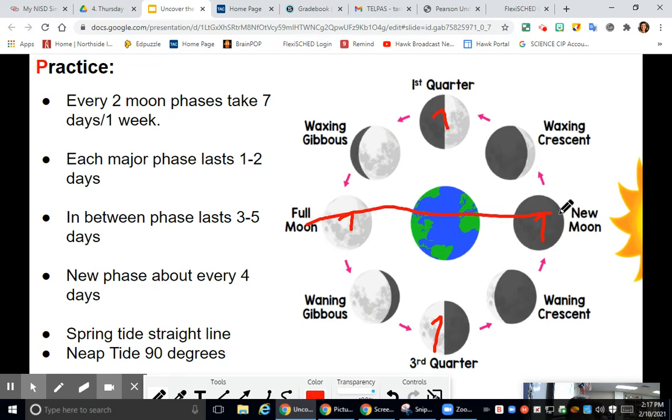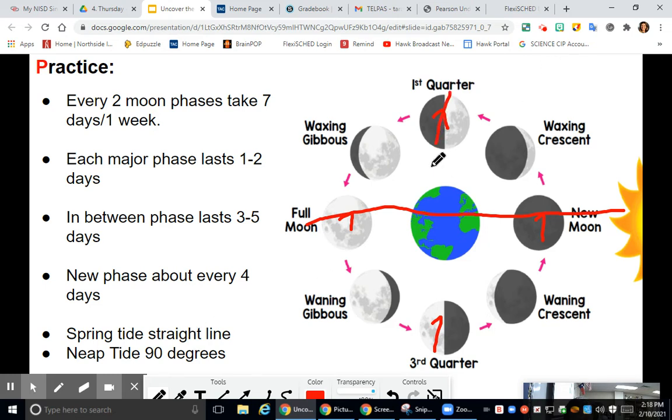Spring tide, straight line. So spring tides occur in a new moon and a full moon position. That's where you have the greatest difference in tidal ranges. You have very high tides and very low tides throughout the day, 2 highs and 2 lows. So the tidal range, there's a great difference.